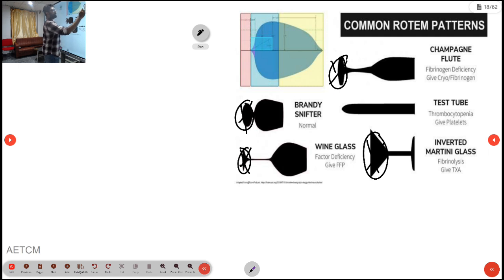If we exclude these parts, this is what the actual graph looks like. But we add a small base to the glass, so that's how it goes. Initially, if it looks like a champagne flute, it means a fibrinogen deficiency. It's better to study the other one, as it is much more complicated. So these are the usual diagrams which are commonly involved, including the test tube type.